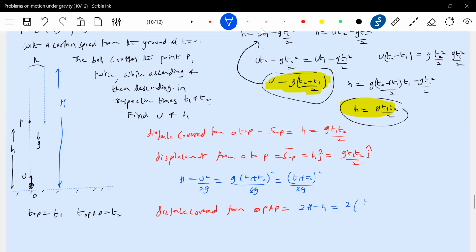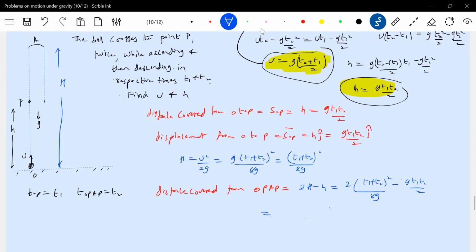The distance covered from O to P to A to P should be equal to 2H minus h. So 2 times g (t1 plus t2) whole square by 8g minus h. What is h equal to? g t1 t2 by 2. Solving this, let me individually expand it: t1 square by 4g, t2 square by 4g, two g minus g.